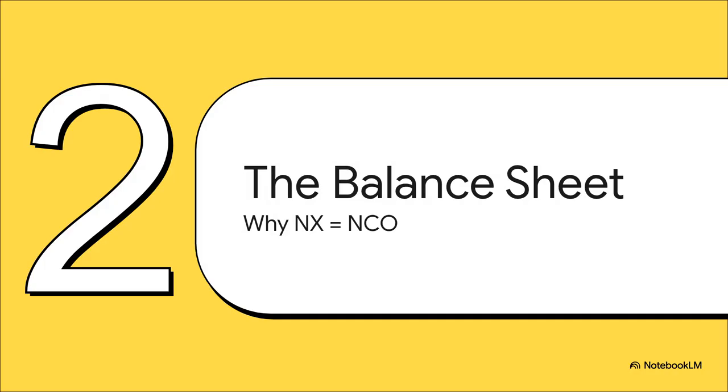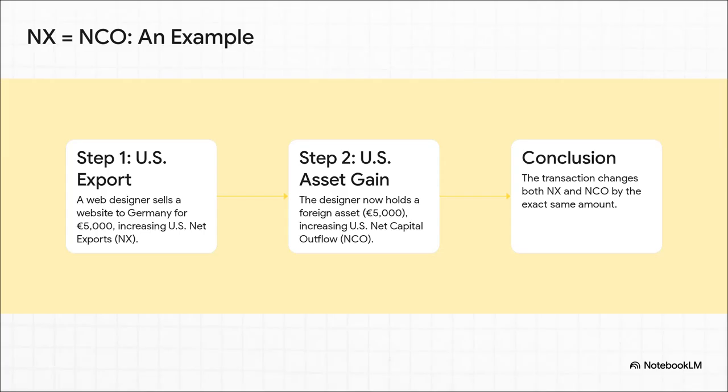Now, I know that might sound a little abstract, so let's walk through a simple example to see how this works in practice. It's not magic, it's just accounting. Every single dollar has to go somewhere. So the website sale is an export, which increases U.S. net exports. Simple enough. But at the exact same time, the American designer is now holding euros. That's a foreign asset. This increases the U.S. net capital outflow by the exact same amount. You see? Both sides of the equation move together perfectly. And this is true for every single international transaction.